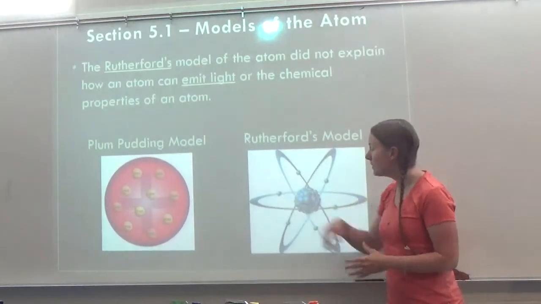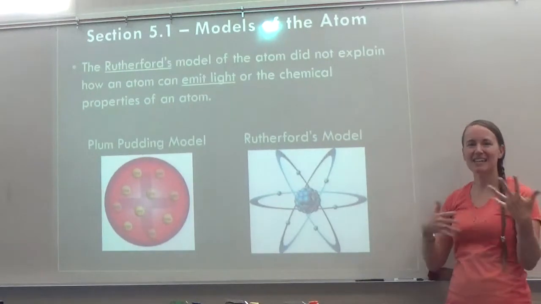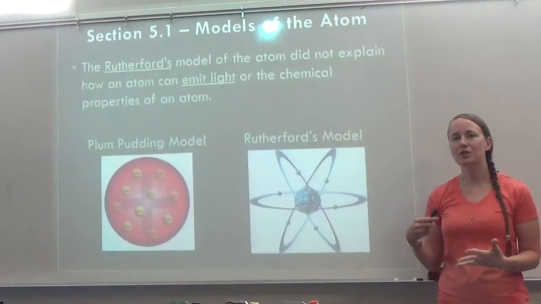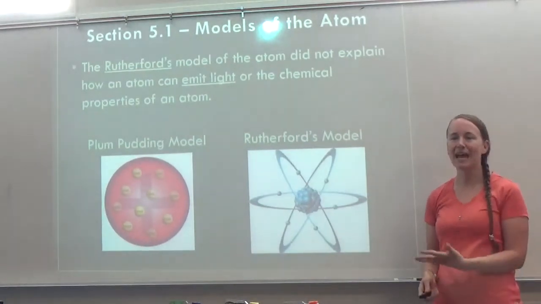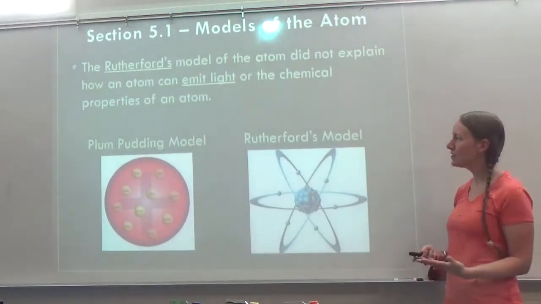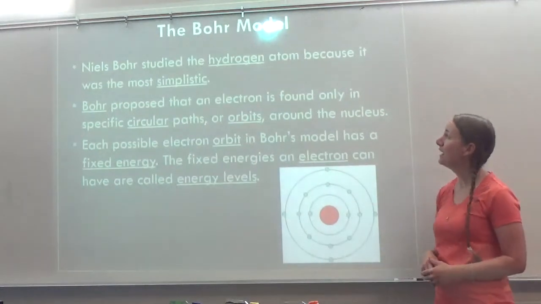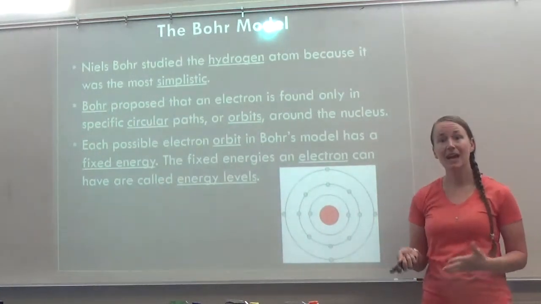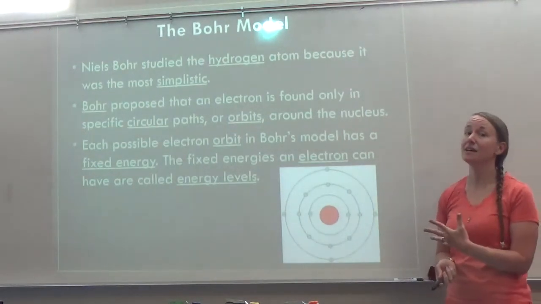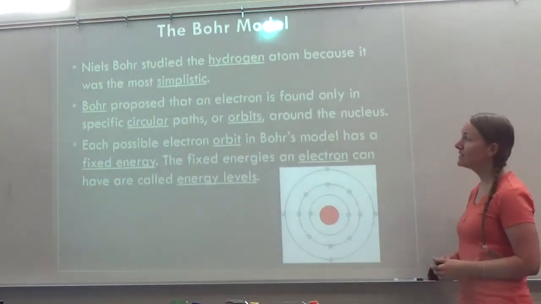So then Rutherford came up with his model where you have your nucleus in the center and your electrons are just somewhere around the nucleus. But again, it didn't explain how atoms work in reactions and how we can electrify a gas and it emits light of different colors. So they did some more experiments. Niels Bohr studied the hydrogen atom because it was the most simplistic. Hydrogen atoms have one proton, one electron, and a lot of times 0 neutrons. They can have a neutron or two depending on, of course, what isotope you're looking at.